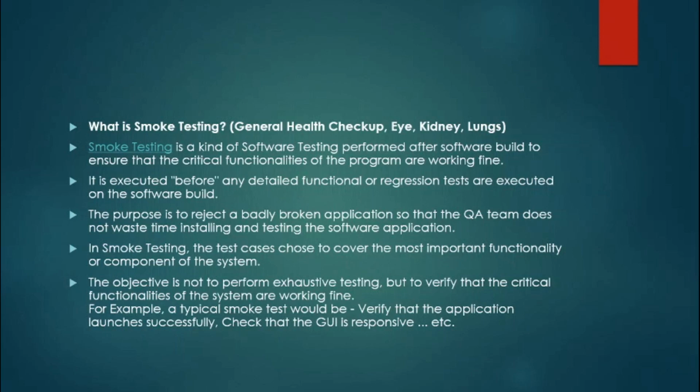The purpose behind this testing is to reject a build so that the QA team doesn't waste time testing the software application. Because if the build provided to the QA team doesn't perform well, or even the critical functionalities are not working, there is no sense testing any functionality or doing any kind of regression testing on that software.